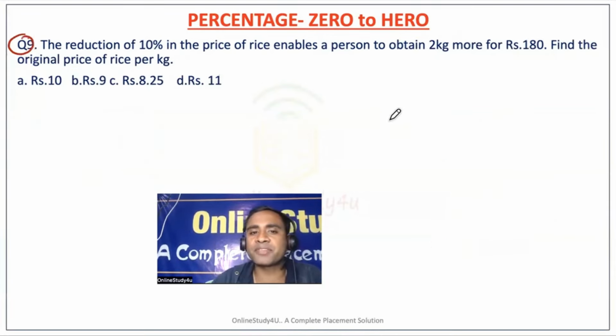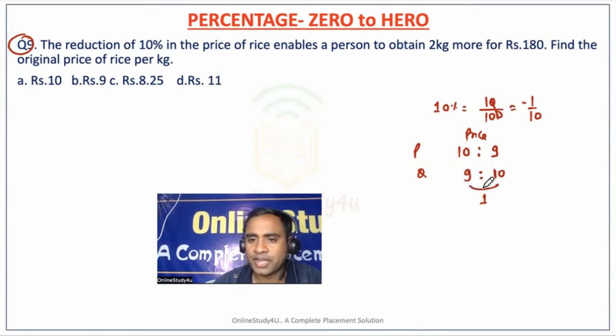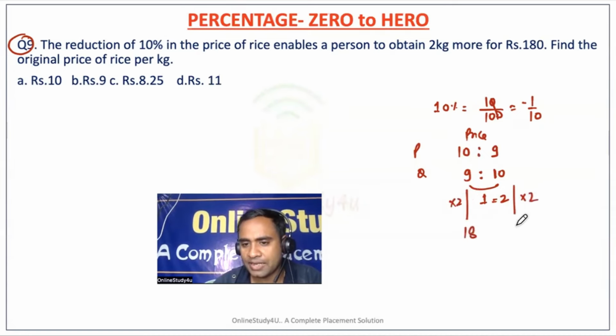The reduction of 10% in the price. So 10% is nothing but 10 by 100, 1 by 10, right? So reduction means from 10, it became 9. Now, this is nothing but price, and quantity will be 9:10. Now here the difference is 1, but the actual difference is equal to 2. So 1 is equal to 2. So 9 into 2 and 10 into 2, so this will be 18 and this will be 20. That means earlier he was buying 18 kg and now he is buying 20 kg, right?